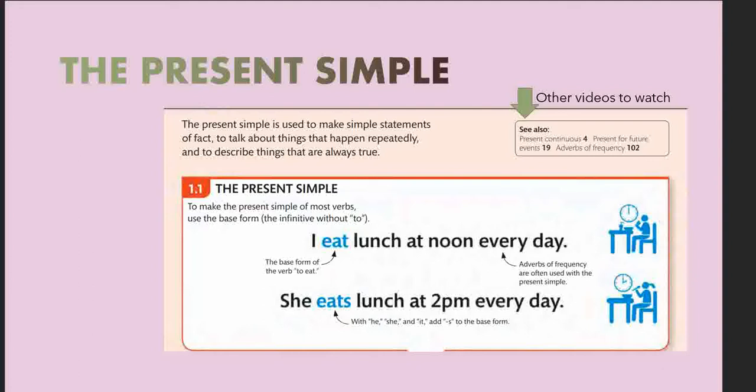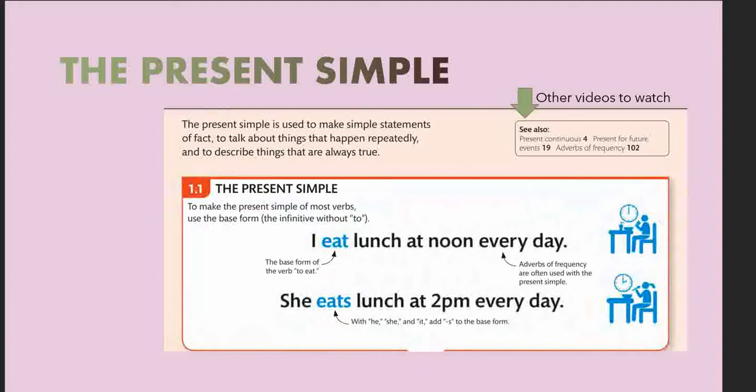Now let us see what the simple present tense is and how we construct such sentences. To make the present simple of most verbs, use the base form, that means the infinitive without to. Now, what is the base form? The base form of the verb is the actual form that occurs in the dictionary, without any inflections like ing or ed or any additional letter like an s added to it. That is the root word or the base word of the verb.